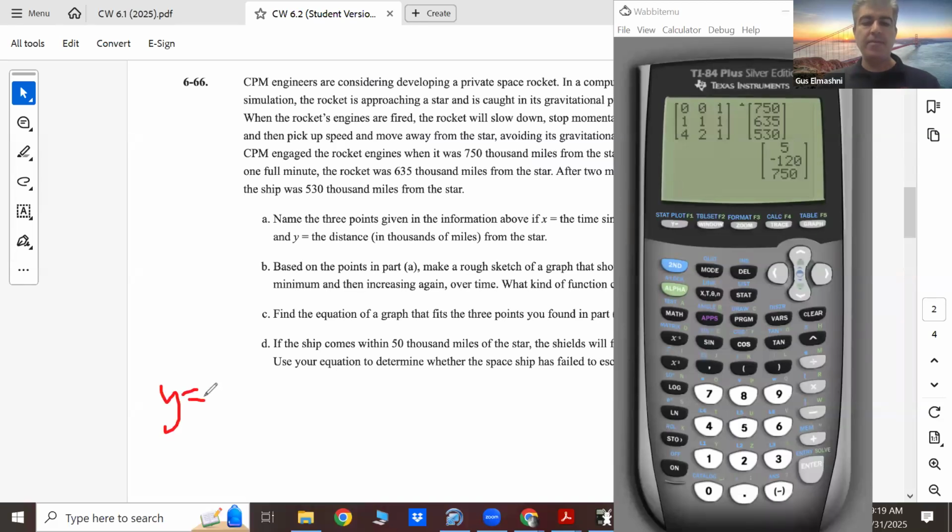Y, or we'll say distance. Can't you just copy the code? Yeah, but here's how you want to write the equation, guys. I don't want you getting lazy. 5t squared minus 120t plus 750.